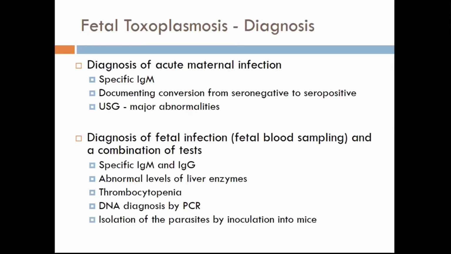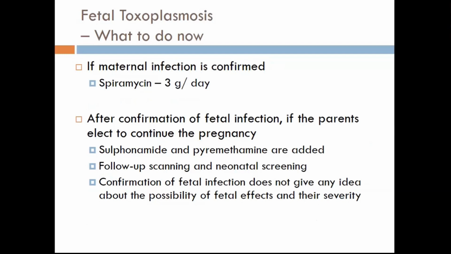Fetal toxoplasmosis can be diagnosed by specific IgM in the mother, documenting conversion from seronegative to seropositive, and USG showing major abnormalities. Diagnosis of fetal infection can be done by fetal cord blood sampling and a combination of tests: IgG, IgM, abnormal liver enzymes in the fetus, thrombocytopenia, DNA diagnosis by PCR-based methods, and isolation of parasites by inoculation into mice. All this requires a referral lab for toxoplasma, but remember that even if the baby is exposed to toxoplasma, he or she might not have fetopathic effects.